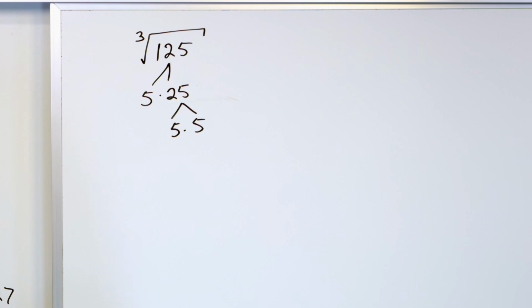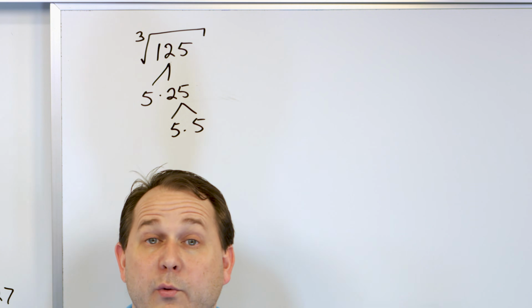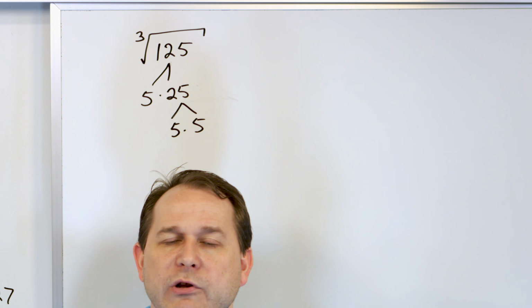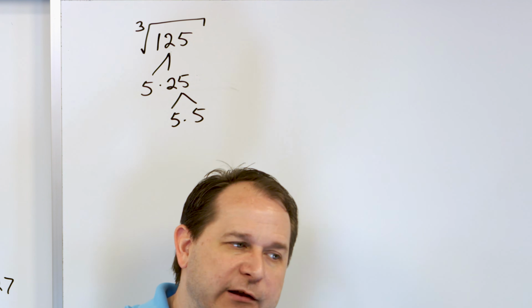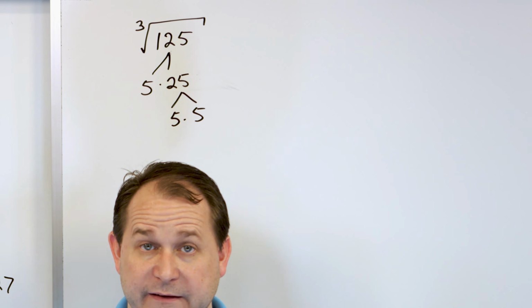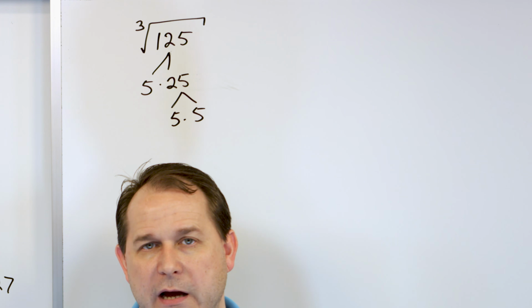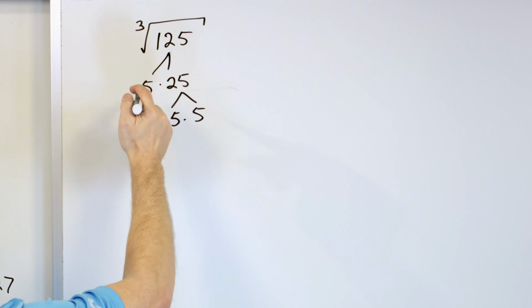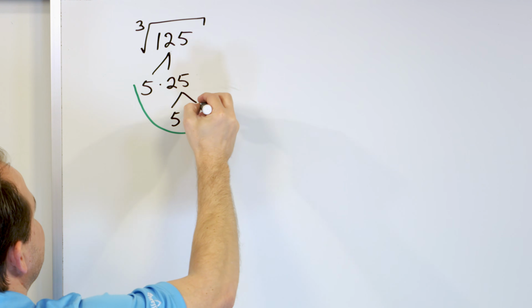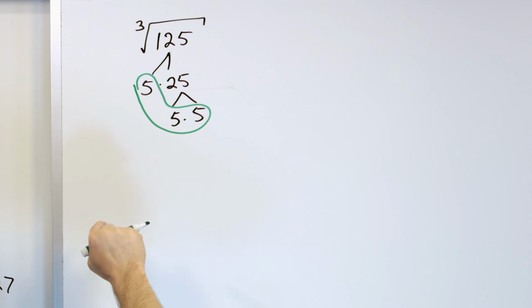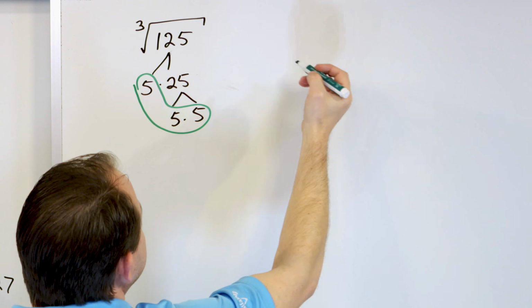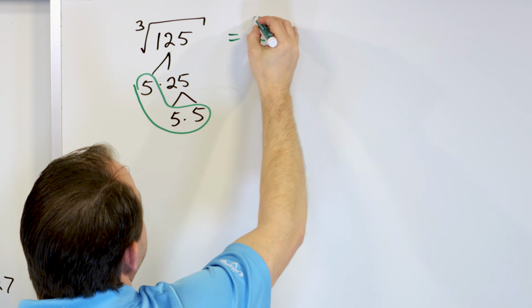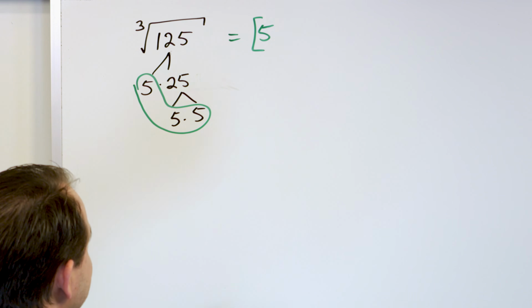Now here's the difference. With square roots, because it was a square root, the number 2, we were looking for pairs. When we saw a pair, we pulled it out as part of the answer, but we only counted it 1 time. With cube roots, you're not looking for pairs. You're looking for triplets. You have to find a triplet. When you find a triplet, you pull it out only 1 time. So the answer is 5.